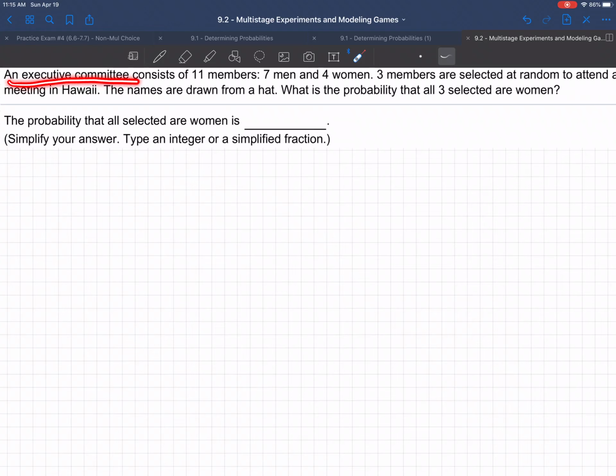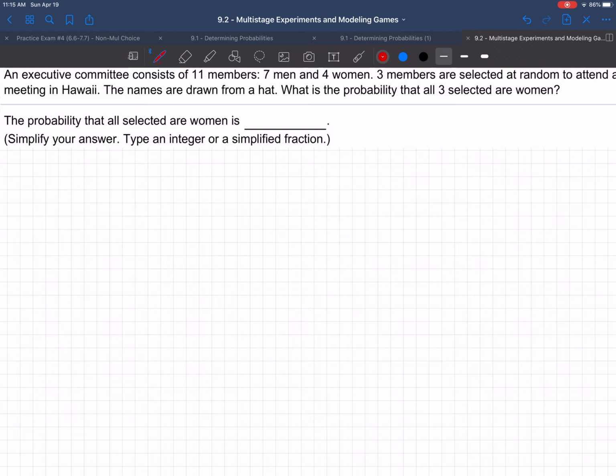An executive committee consists of 11 members, 7 men and 4 women. 3 members are selected at random to attend a meeting in Hawaii. The names are drawn from a hat. What is the probability that all 3 selected are women?